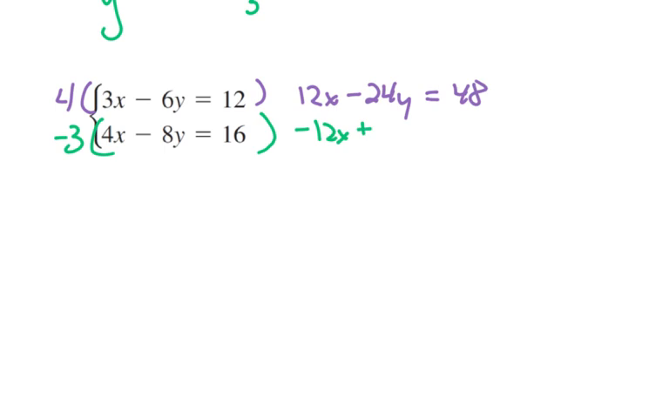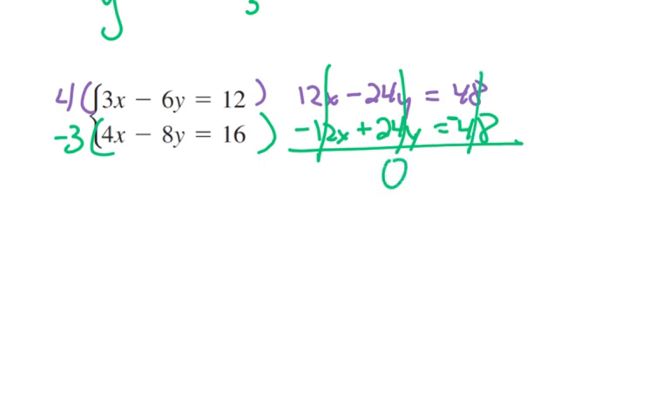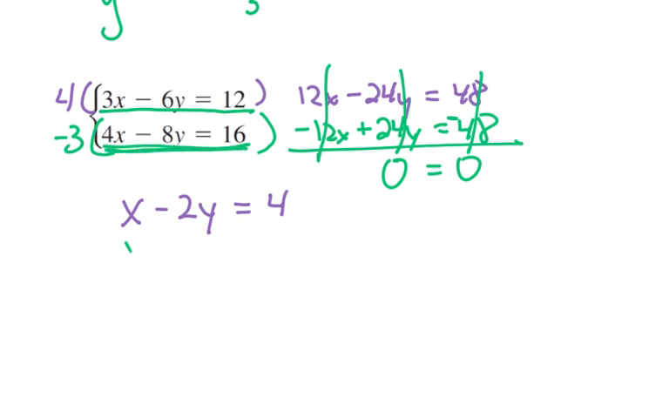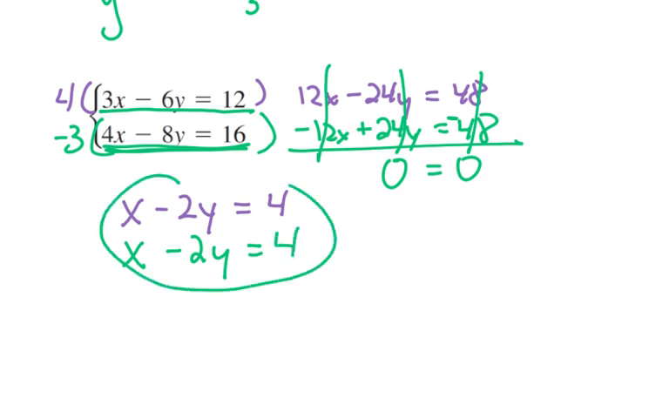and the bottom will give me -12x plus 24y equals -48. And now if I add down, what's going to happen? Cancel, cancel, cancel. So here's a case where you have 0 equals 0, because if you really look at these equations, if I divide the top by 3, what do I get? I get, let me use my purple marker, x minus 2y equals, if I divide 12 by 3, I get 4. And now how about the bottom? If I divide this equation by 4, I'm going to get x minus 2y equals 4. They are the exact same equation.